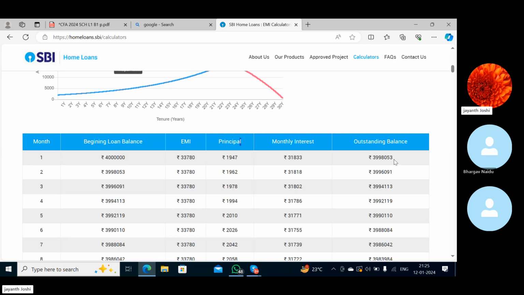So again, your outstanding balance is 39 lakhs 98,053. This is the closing balance of the first month, which becomes the opening balance of the next month. Next month your principal is 1962, because some amount has been deducted and the outstanding loan balance has decreased. On this, again, your interest will be calculated. So 39 lakhs 98,053.